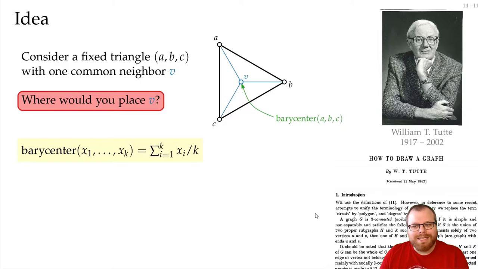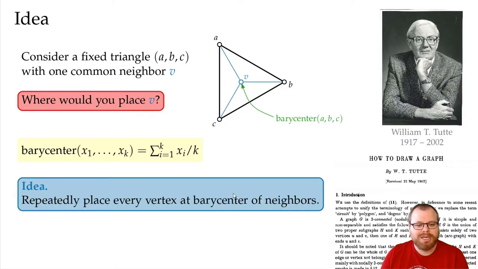Now the idea behind Tutte's algorithm is very simple. You just take all your vertices and place them repeatedly at the barycenter of their neighbors, until at some point you hopefully converge to a drawing where in fact every vertex lies at the barycenter of its neighbors. Like I said, we can model this as a force-directed algorithm.